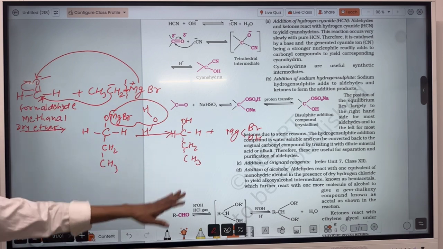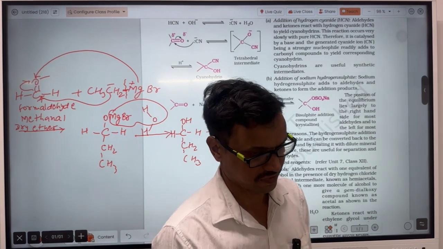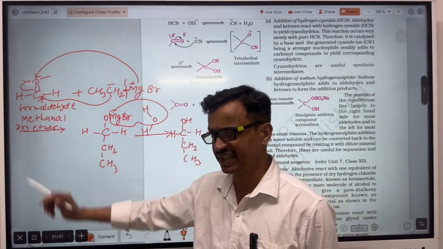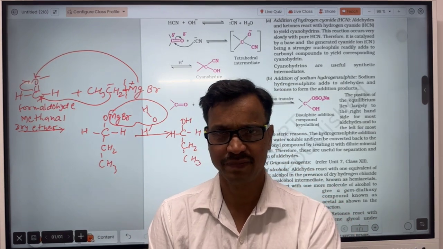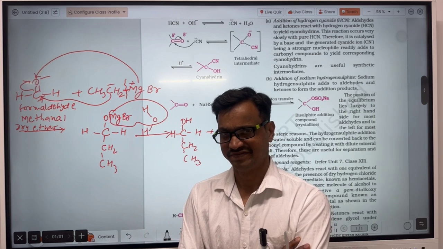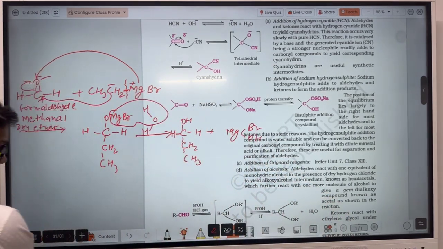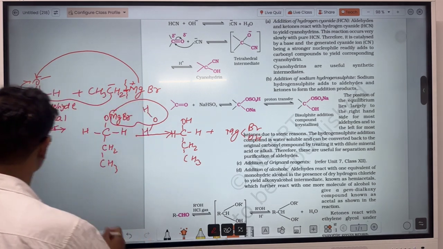So here is the formation of a primary alcohol. When the Grignard reagent is treated with formaldehyde or methanal, there will be formation of a primary alcohol. When another aldehyde is taken, then what will happen? Let's see.